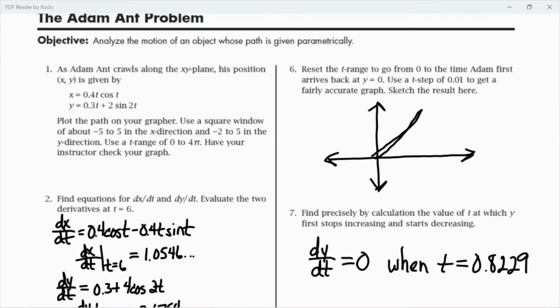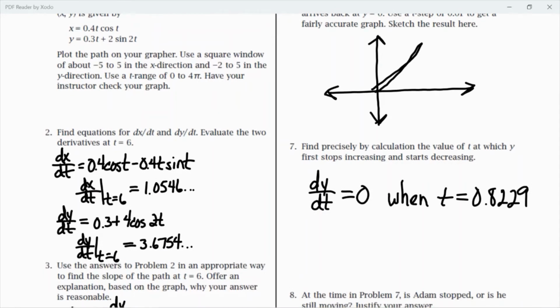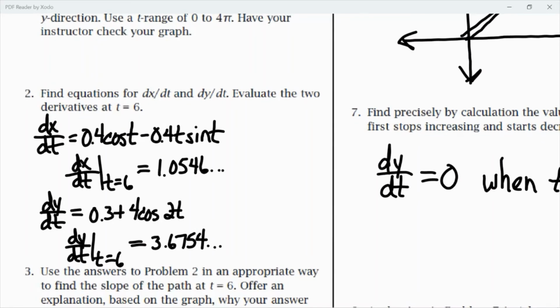Okay, so here are the solutions that you should have ended up with. On the first question, for number 2, it says find equations for dx/dt and dy/dt, and then evaluate the two at time t equals 6. So I took the derivative of the x equation with respect to time, and you can see my derivative, and then I plugged in 6, and I got 1.0546. So that's how x is changing with respect to time. It's moving in the positive direction at a rate of 1.0546. The y is changing in the positive direction at a rate of 3.6754.